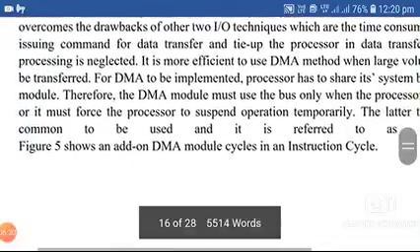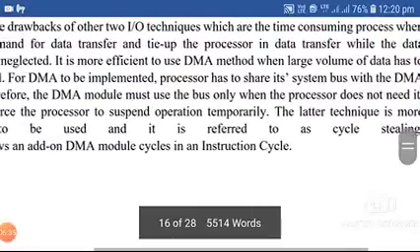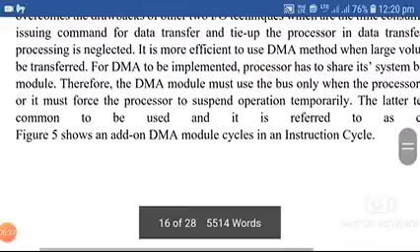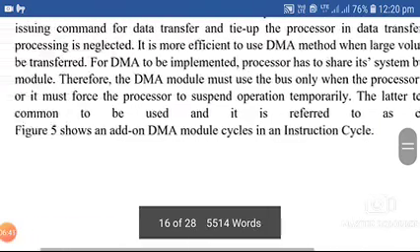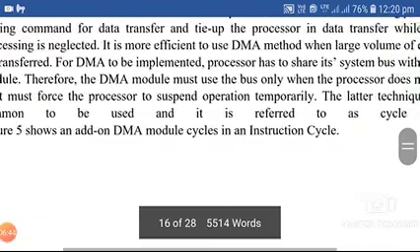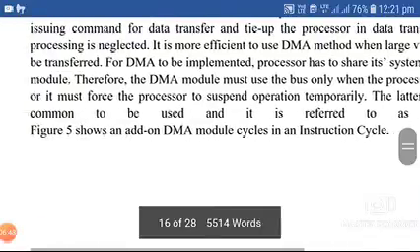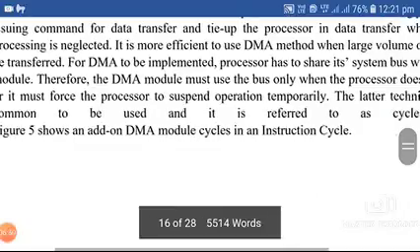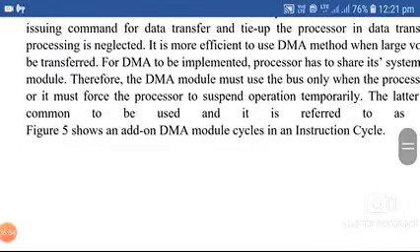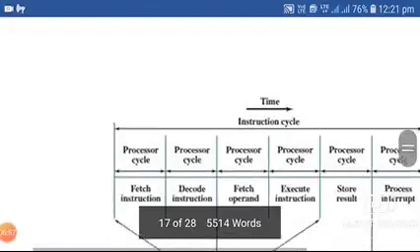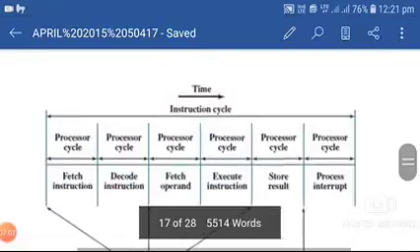For DMA to be implemented, the processor has to share its system bus with the DMA module. Therefore, the DMA must use the bus only when the processor does not need it, or it must force the processor to suspend operation temporarily. The latter technique is more commonly used, and it is referred to as cycle stealing. The diagram given below shows the DMA cycle stealing. So this is the diagram referring to the cycle stealing concept.